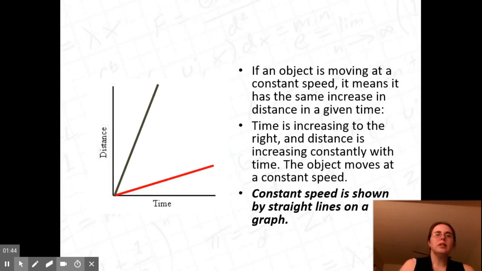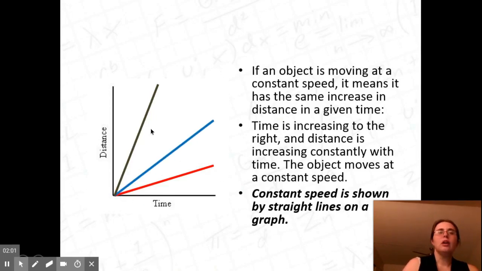So here's one, and here's another. The first one is going to have a faster increase in distance over time, but it's still constant. This is a direct relationship. And the red line is also a direct relationship, but it is slower than the black line.